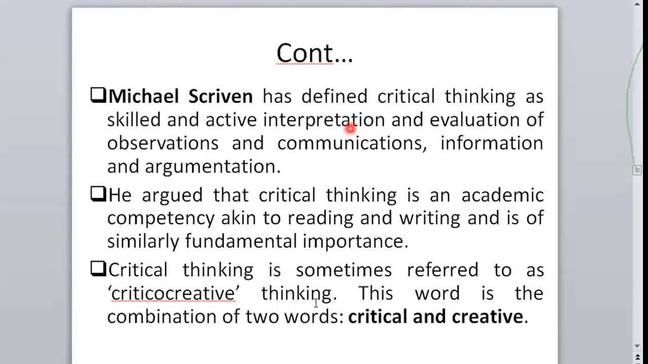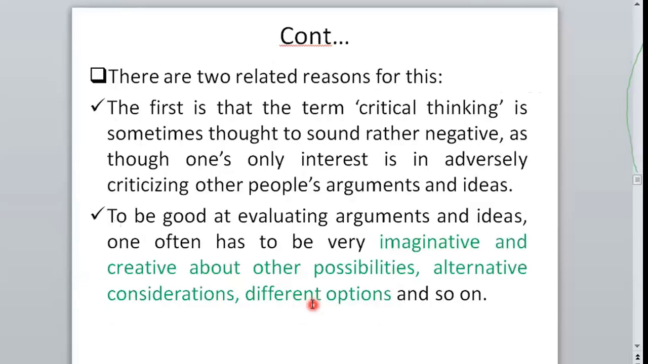So, critical thinking is the combination of creativity and thinking, that is, being critical and being creative. It's a combination of two. Critical thinking should be taught to sound positive rather than negative, as though one's only interest is to adversely criticize other people's arguments and ideas. To be good at evaluating arguments and ideas, one often has to be very imaginative and creative about other possibilities, alternative considerations, different opinions, and so on.